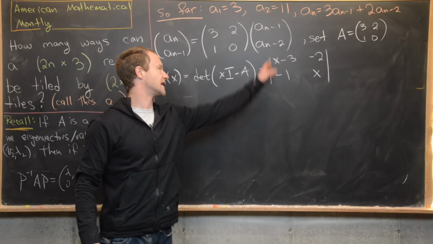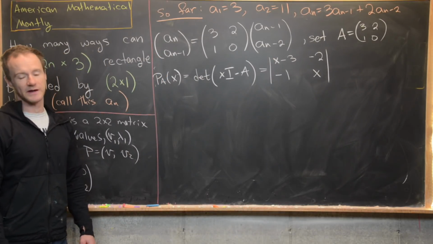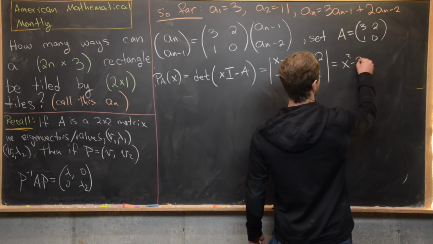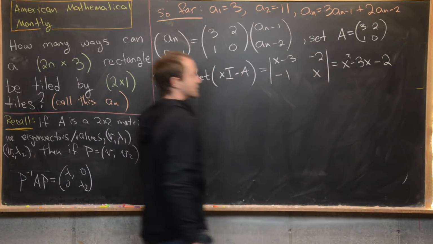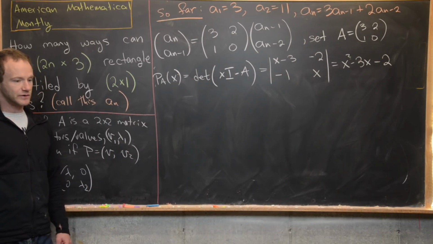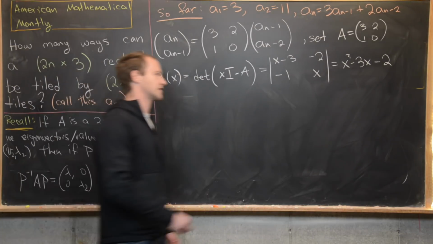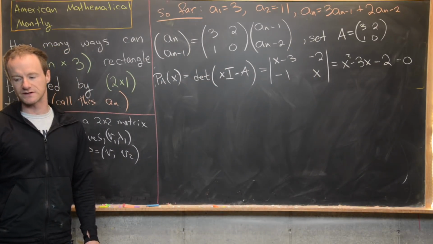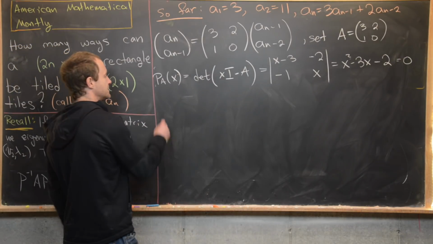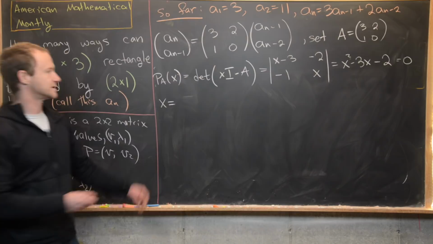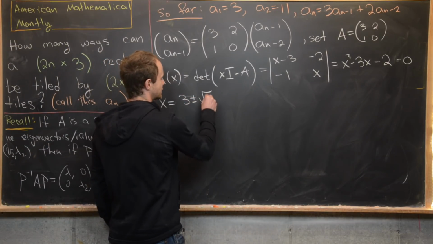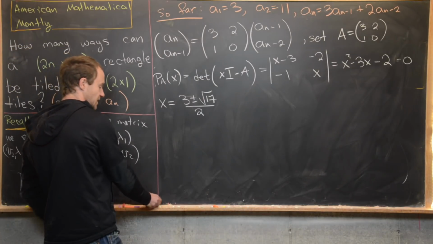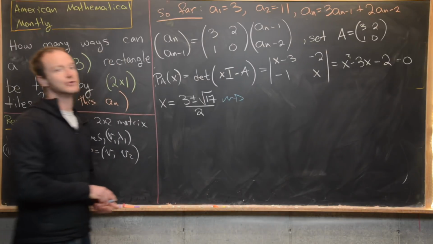And here I've used these straight lines on either side to mean the determinant. So let's see what we get for that. Multiplying this out, we get x squared minus 3x minus 2. So if you recall, the eigenvalues are the zeros or the roots of the characteristic polynomial, which means we need to solve this equation x squared minus 3x minus 2 equals 0. And we can do that with the quadratic formula. So we'll notice that we get x equals 3 plus or minus the square root of 17, over 2. So again, that's just with the quadratic formula. So that tells us what our two eigenvalues are.